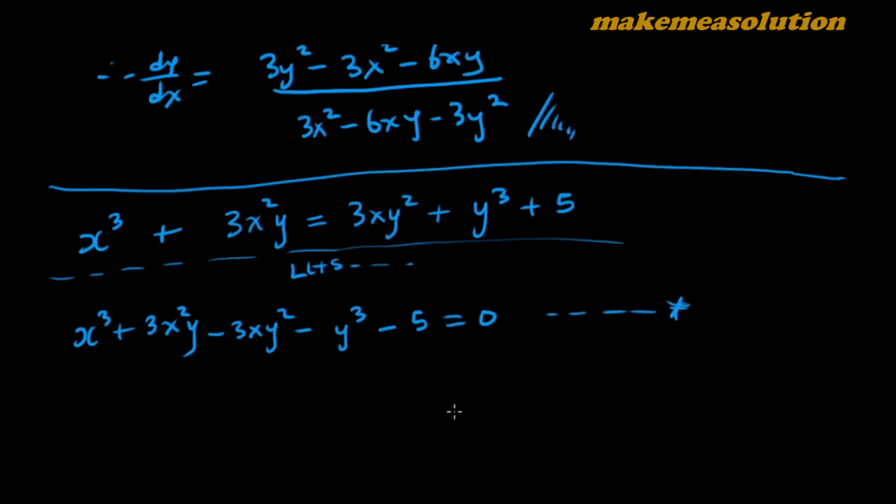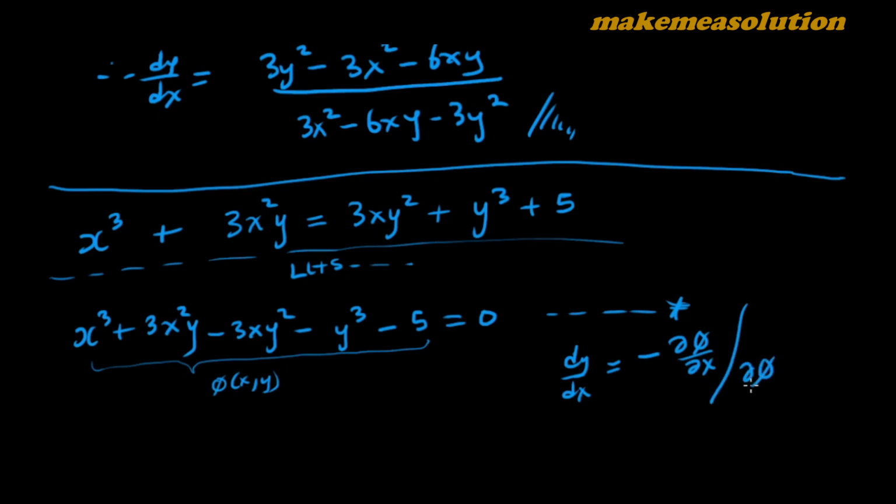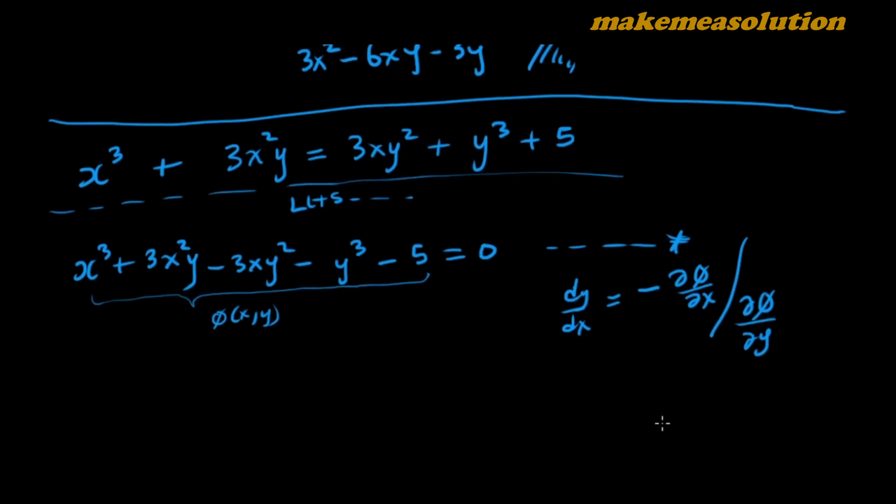Then after taking everything to the left hand side, you can now call this your phi of x comma y, because this is a mixture of x and y functions. And remember the formula for dy dx. dy dx was given to us as minus the partial derivative of phi with respect to x divided by the partial derivative of phi with respect to y. So this is the short formula for finding dy dx.